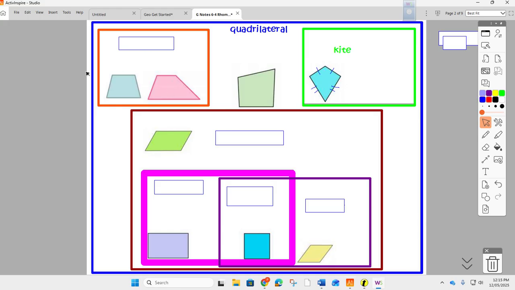Anybody know what these are? These are trapezoids. So you'll notice the trapezoids and the kites are in the big blue circle. So they're quadrilaterals. They have 4 sides. The thing about trapezoids is their bases are parallel. So it's a 4-sided polygon, and these are the bases. They're parallel. That's a very bad triangle, but you get the gist. So this is the base.